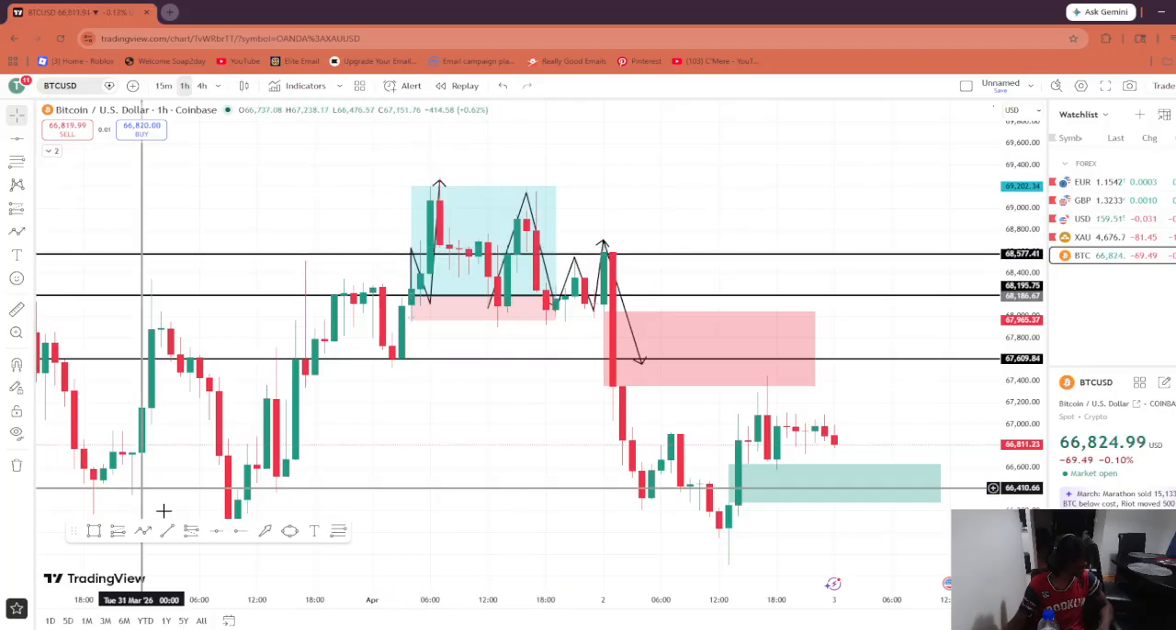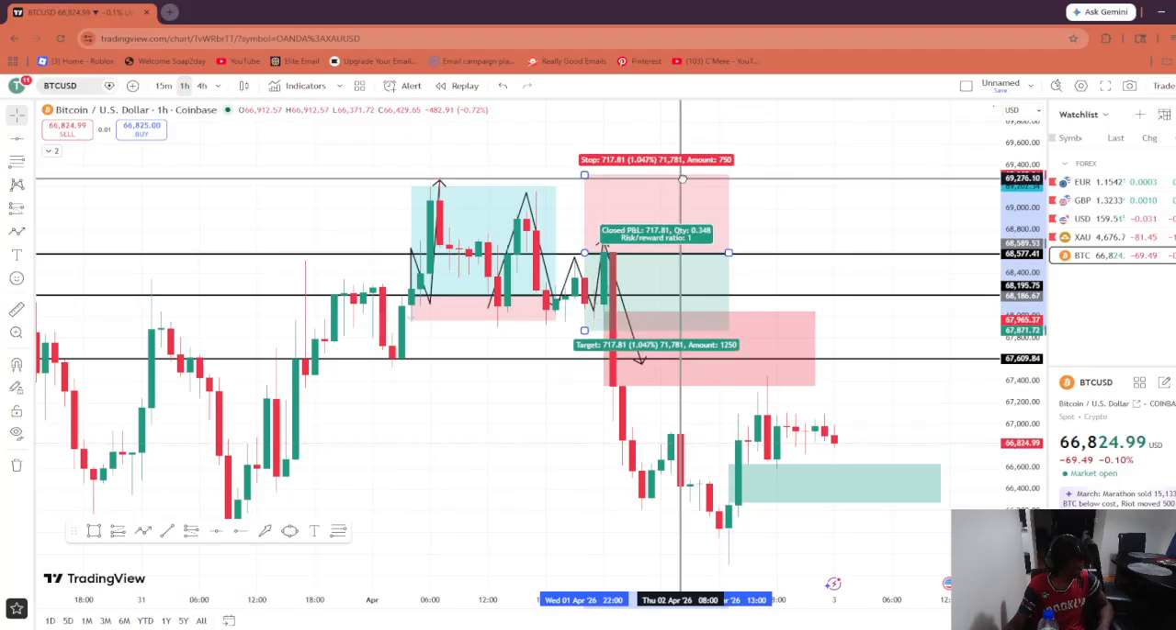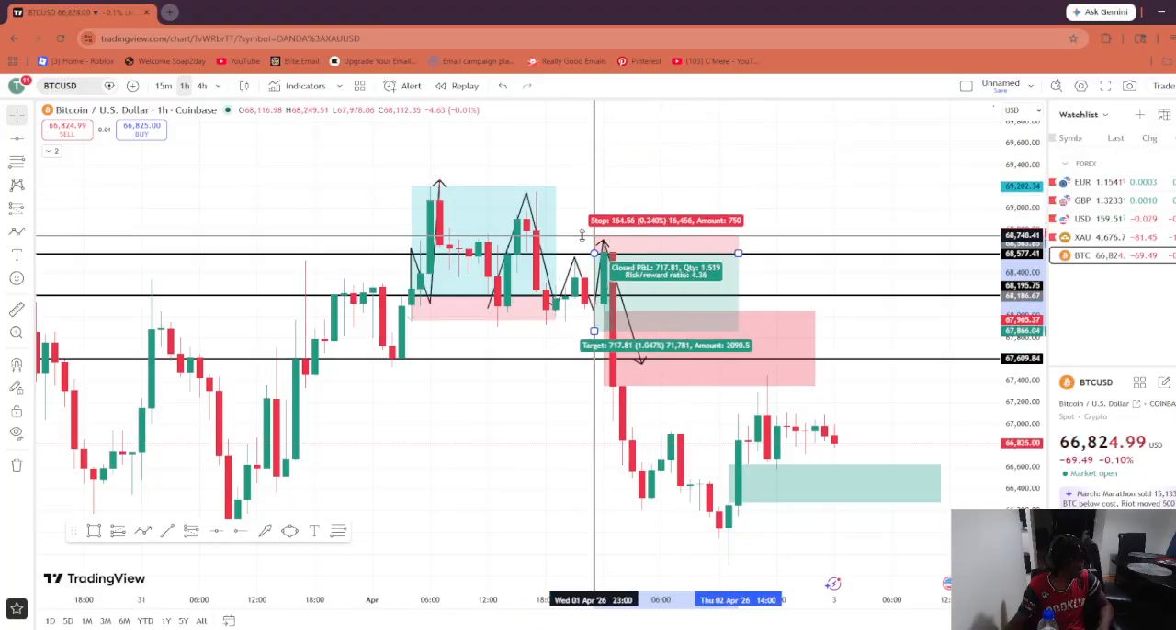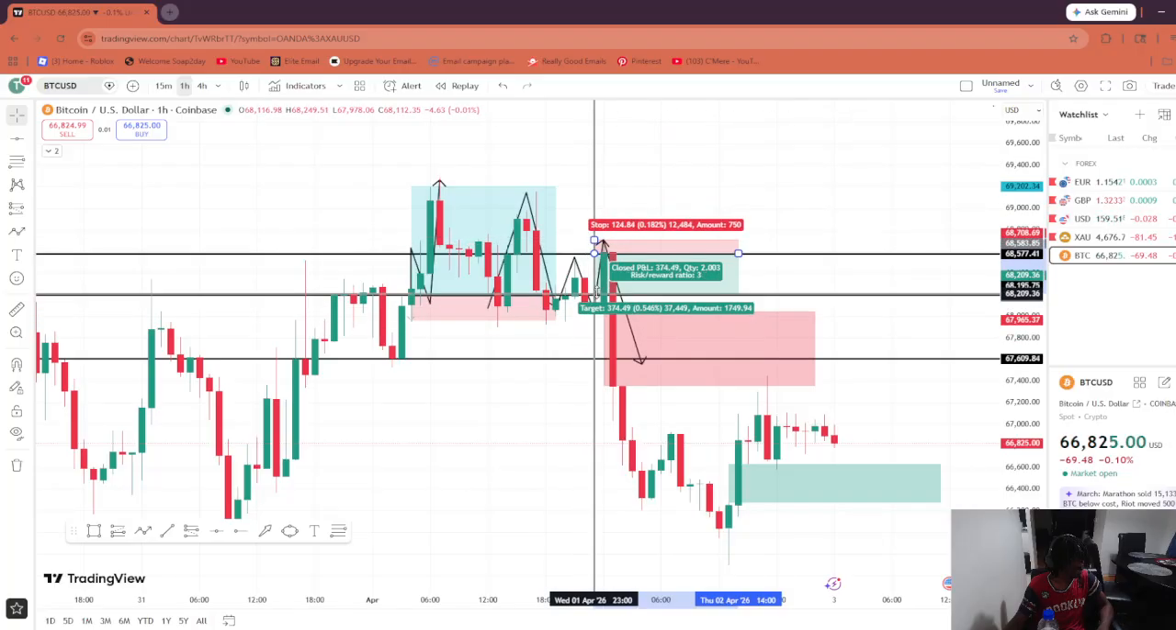Boom. Same thing for here. You come right here. We came up. We stopped right here. Boom. Put it at this level right here. Catch a 1 to 4. 1 to 5.